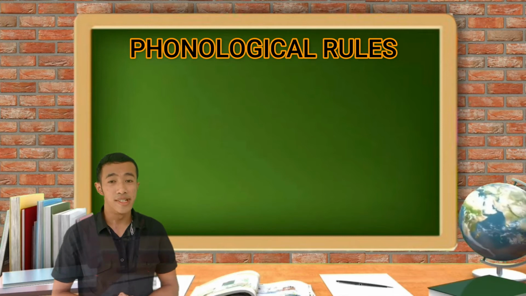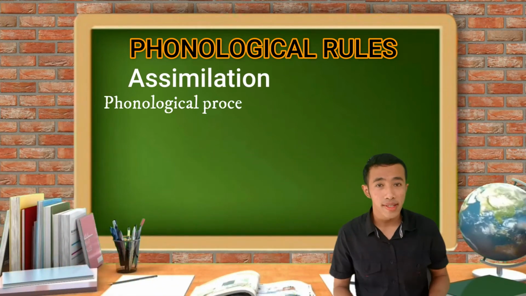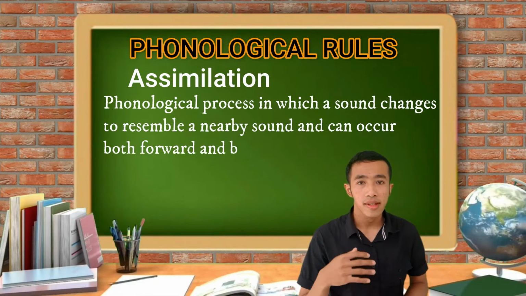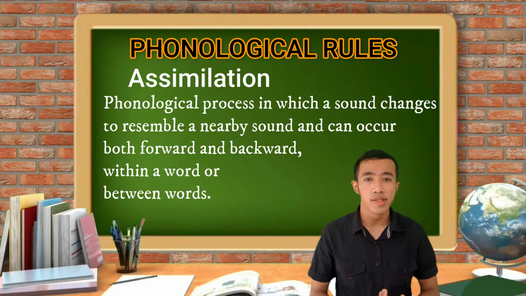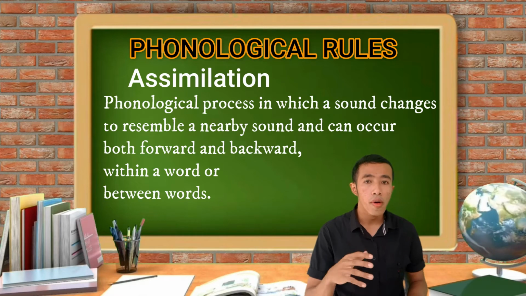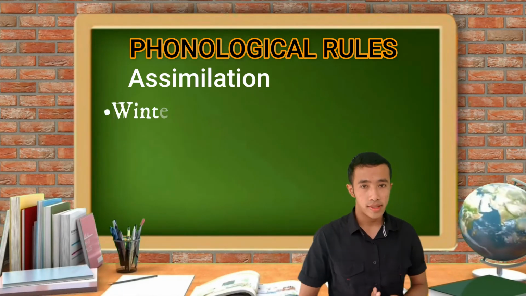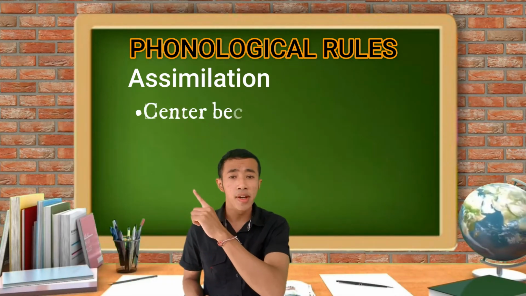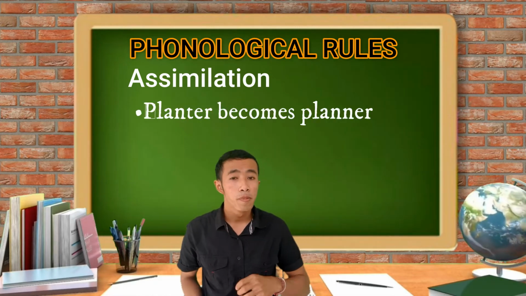Okay, let's check first. Assimilation. This is a phonological process in which a sound changes to resemble a nearby sound and can occur both forward and backward within a word or between words. For example, winter becomes winner, center becomes senner, planter becomes planner.